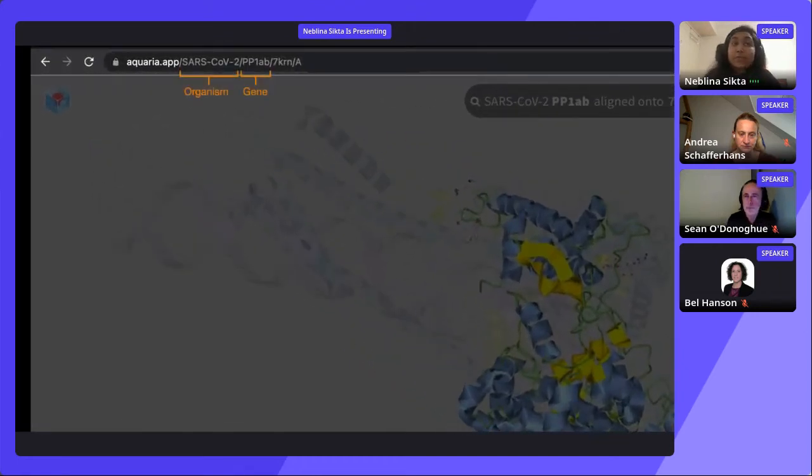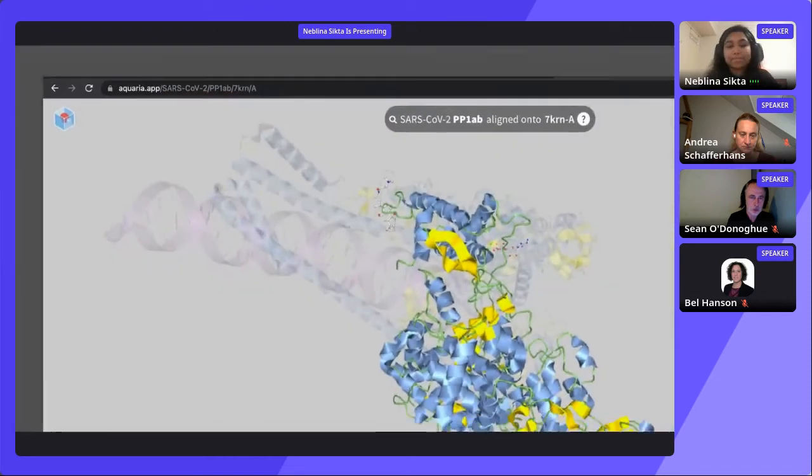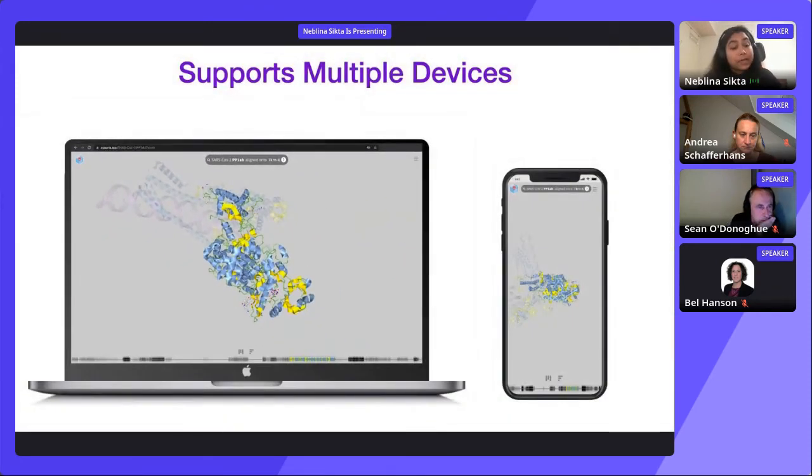Finally, we have introduced human-readable URLs, which basically means that you can look up any protein structure just by specifying the organism name and the gene name in the URL. Aquaria will automatically find the best matching PDB structure and will update the URL automatically. Aquaria app is also designed to be supported on multiple screen sizes, including smartphones, so that your research will no longer be bound by screen sizes.